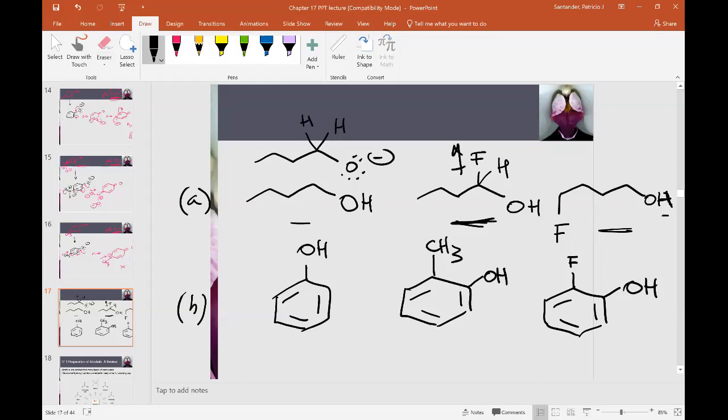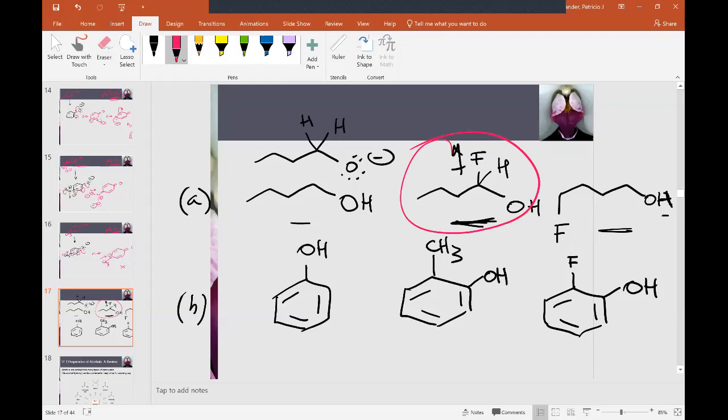So I would expect that the most acidic of all the three structures will be this one here, followed by this one, and this one will be the least acidic. So that will be the one with the highest pKa value. How about the phenols down here? Here we have regular phenol, here we have methyl phenol, and here we have orthofluorophenol.